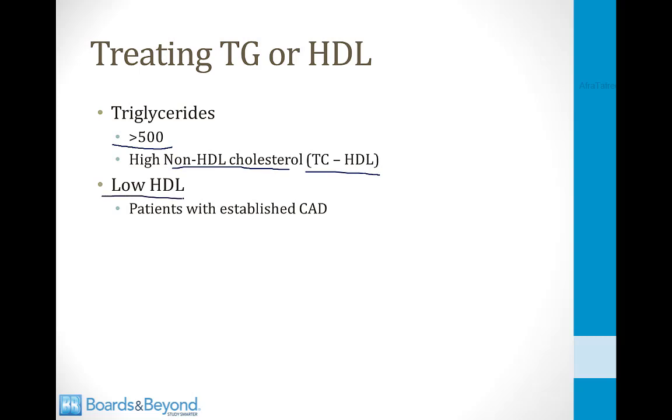For low HDL, you will very rarely see this treated, but some clinicians will administer drugs to raise the HDL level in patients who have established coronary disease. For example, a patient who's had multiple heart attacks with a low HDL level, you will sometimes give a drug to raise the HDL in the hopes of avoiding subsequent coronary vascular events.